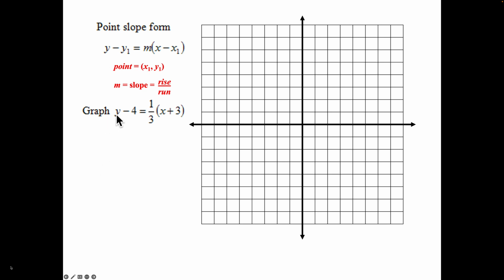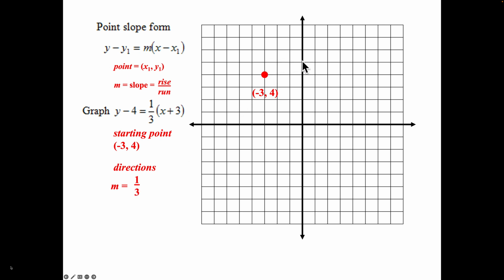So if this equation is y minus 4 equals 1/3 times x plus 3, find your starting point. Find the x, change the sign, negative 3. Find the y, change the sign, positive 4. That's where I'm starting. So 1, 2, 3, then 1, 2, 3, 4 up. There's my starting point. My slope is 1/3, so that's telling me to go up 1, right 3.